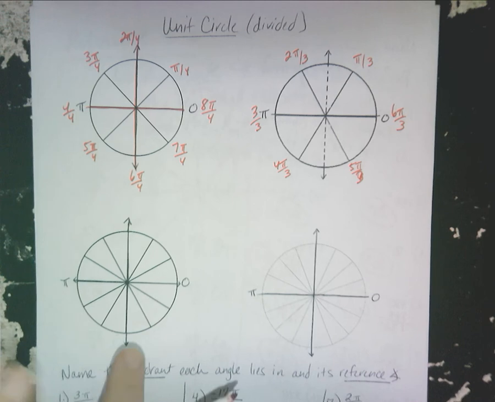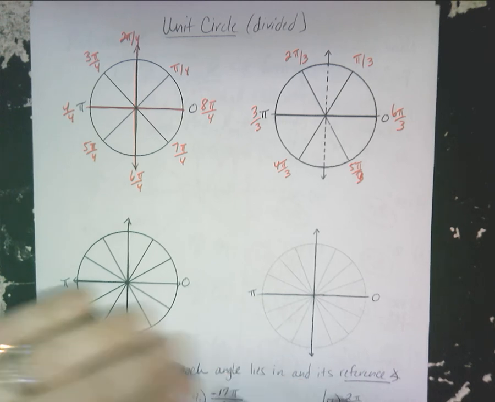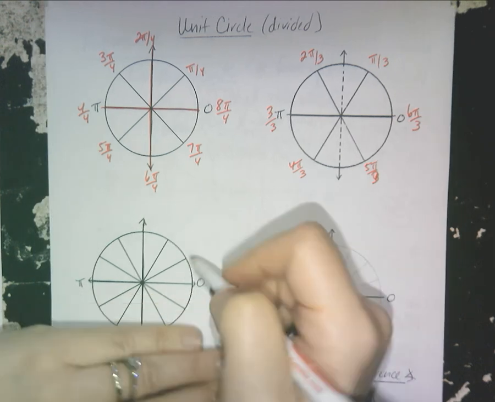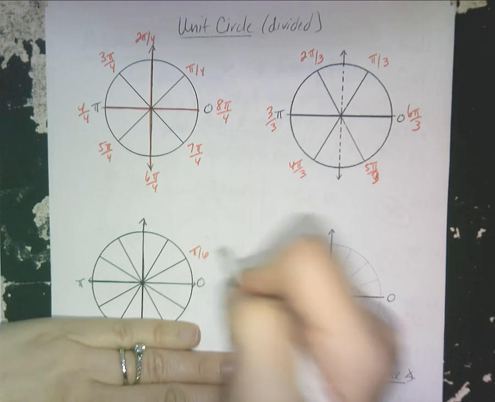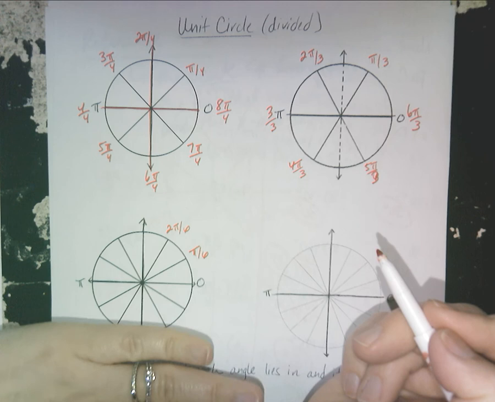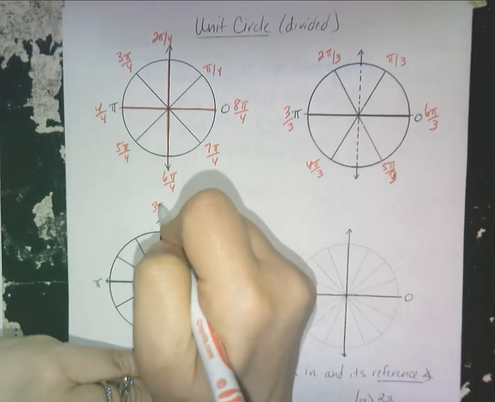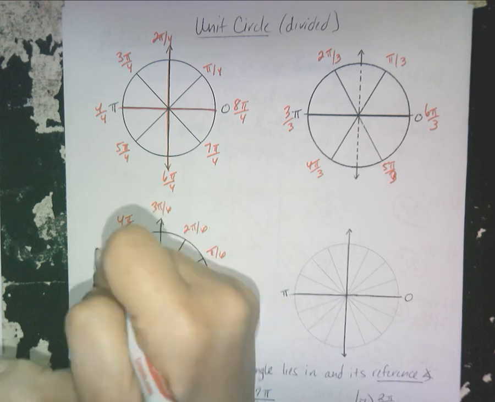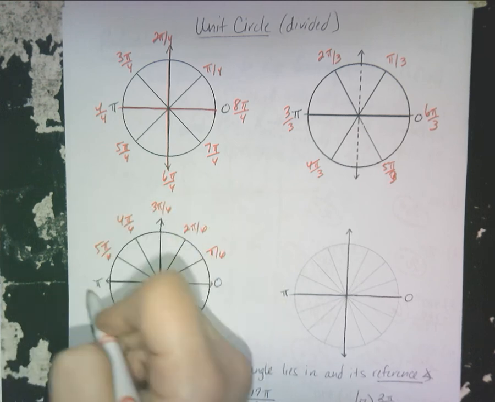What did I do on this third circle here? What did I cut the top into, just the top part? 6's. Pi over 6, 2 pi over 6, but Mrs. Setta, that's pi over 3. Just write it. 3 pi over 6, but that's pi over 2. Correct, just write it. 4 pi over 6, 5 pi over 6, 6 pi over 6. Keep going.